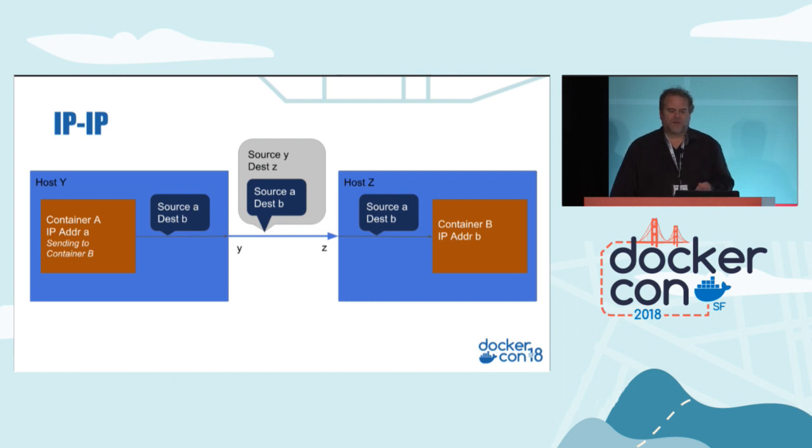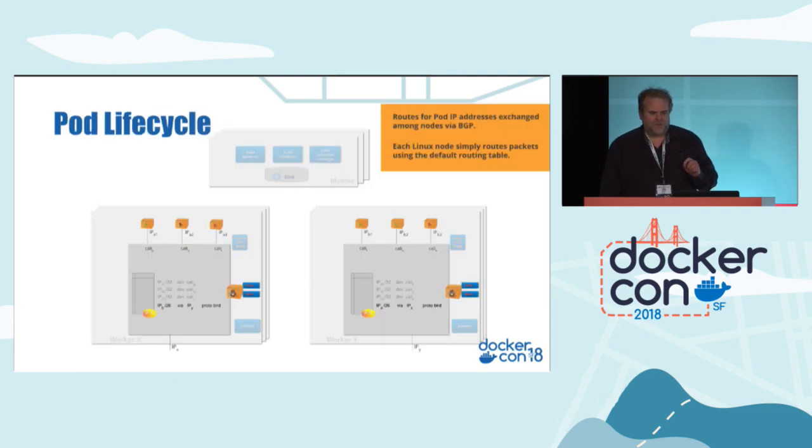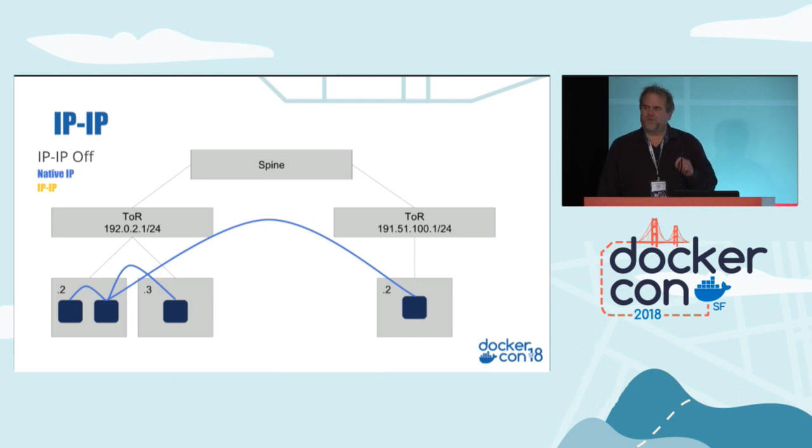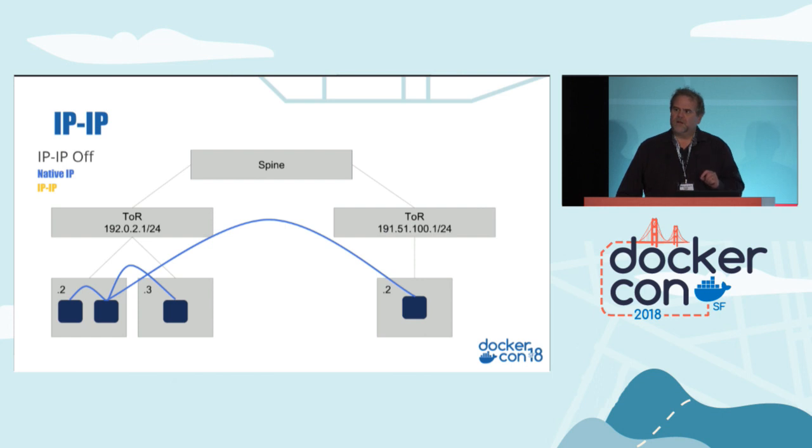And the way it looks is fairly obvious. It's an IP packet within another IP packet. However, that can be modified. That can be changed. So we have 3 modes for IP-in-IP. By default in Docker EE, it's always on. If it's off, then all traffic, we've got an example here.